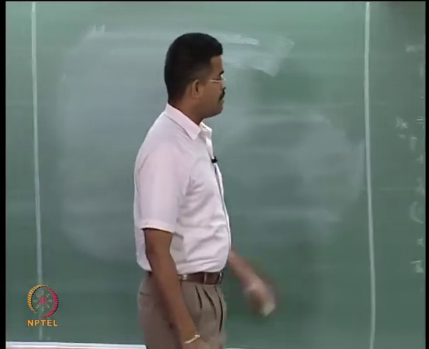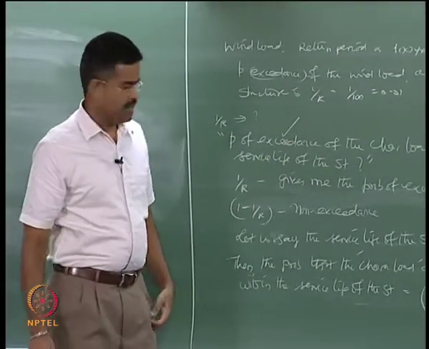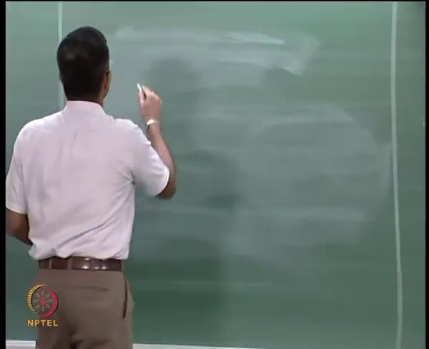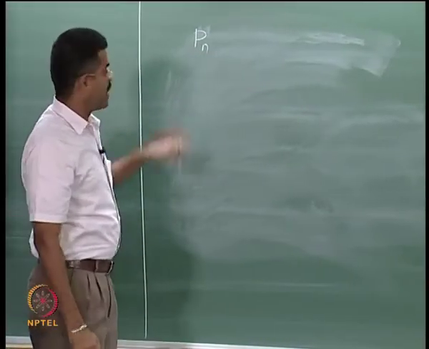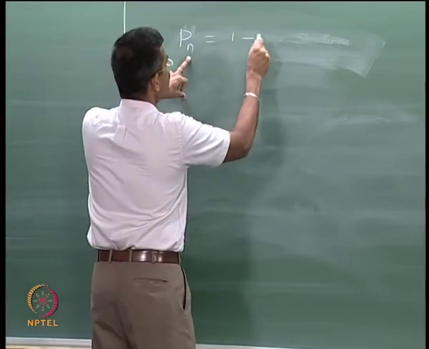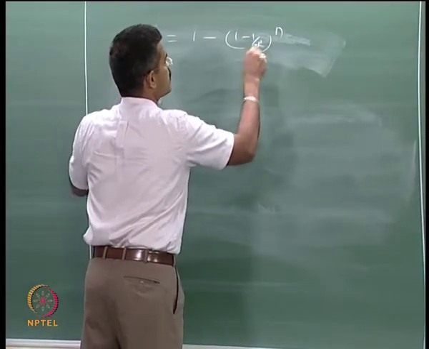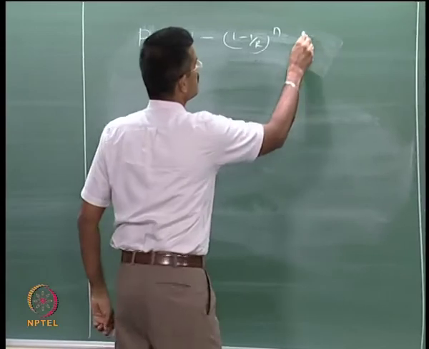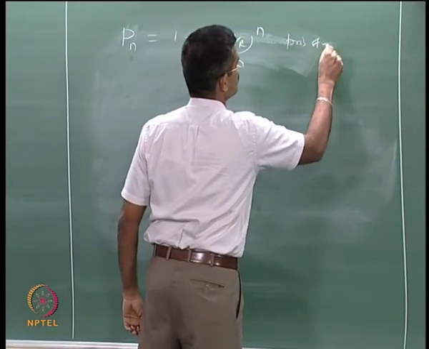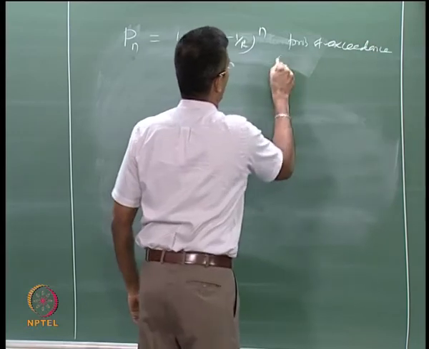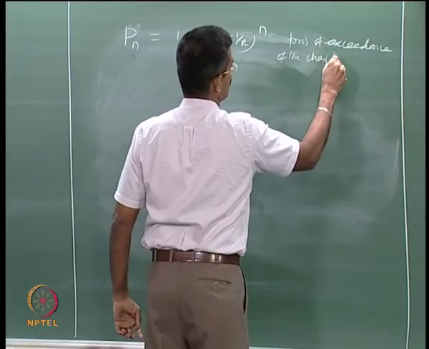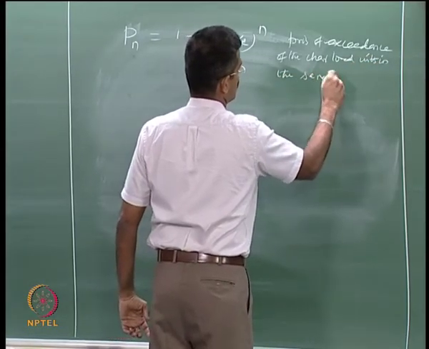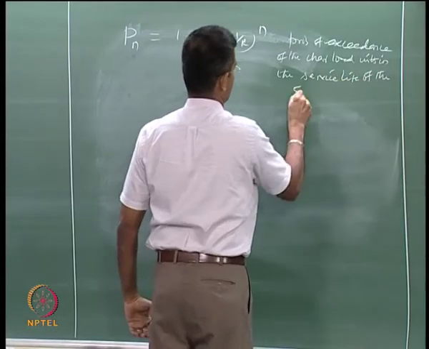But what I am interested in is the probability of exceedance in service life. What I have got is the probability of non-exceedance in the service life. So the probability of exceedance of the characteristic load within the service life should be 1 minus (1 minus 1 by r) to the power n. Is that okay? Right? So this will give me the probability of exceedance of the characteristic load within the service life of the structure.